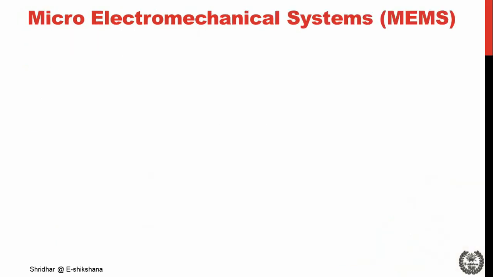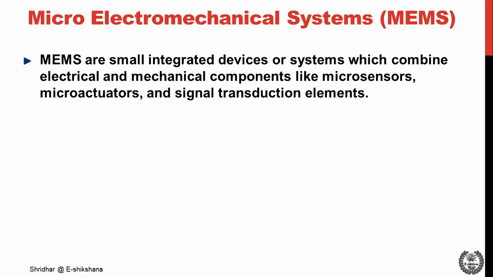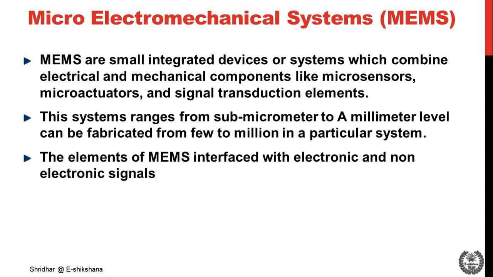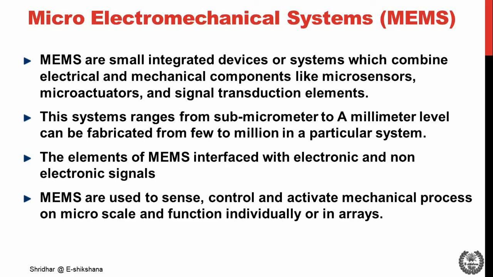Next, we'll discuss MEMS, micro electromechanical systems. MEMS are small integrated devices or systems which combine electrical and mechanical components like microsensors, microactuators, and signal transduction elements. This system ranges from a sub-micrometer to a millimeter level. The elements of MEMS interface with electronic and non-electronic signals. MEMS are used to sense and control active mechanical processes on a micro scale and function individually or in arrays.